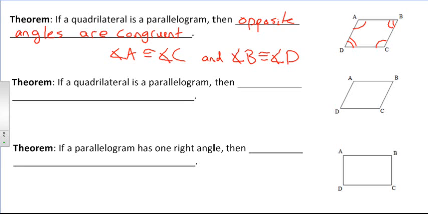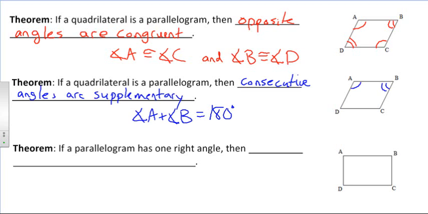Later on in this video, we will go through a proof to actually show why that's true. Yet another theorem: not only are opposite angles congruent to each other, but consecutive angles are going to be supplementary. So in this case, there's a bunch of different sets of supplementary angles. Angle A and angle B would have to add up to 180 degrees, as would angle B plus angle C, as well as angle C plus angle D and angle D plus angle A.